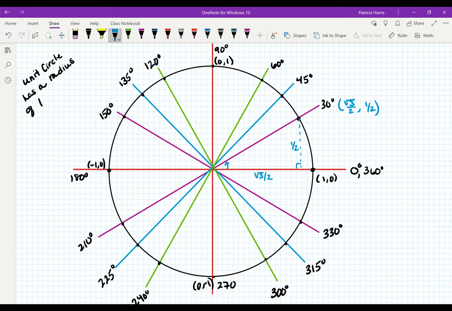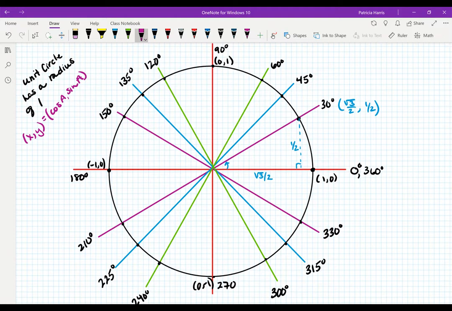Okay, so I want you to notice something, that x and y are equivalent to cosine of your angle and then sine of your angle. Remember how I said it doesn't matter how big your triangle is, the sine ratios will always be the same. So the sine ratio for 30 is always 1/2 no matter what. Okay, the cosine of 30 will always be square root of 3/2 no matter what.